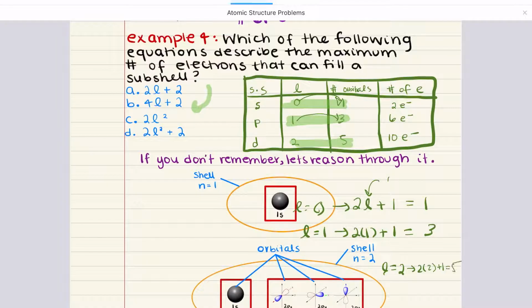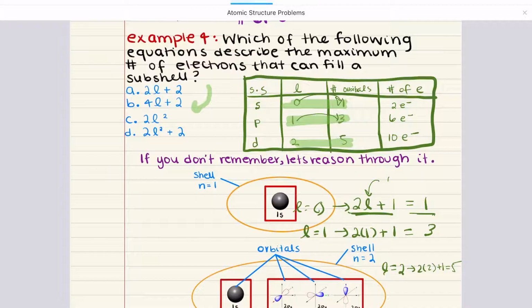So that matches up. Now we have a relationship between L and the number of orbitals. But we're not done just yet. That's not what the problem is asking us. There's just one more step. It's asking which of the following equations describes the maximum number of electrons that can fill a subshell.